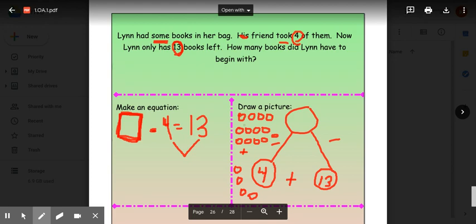I drew 13 circles and I added 4. And I got 1, 2, 3, 4, 5, 6, 7, 8, 9, 10, 11, 12, 13, 14, 15, 16, 17. Now I have my missing unknown. 17 minus 4 equals 13.